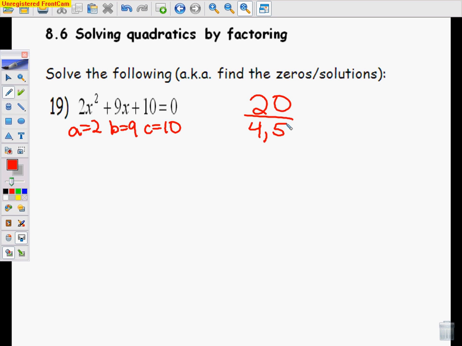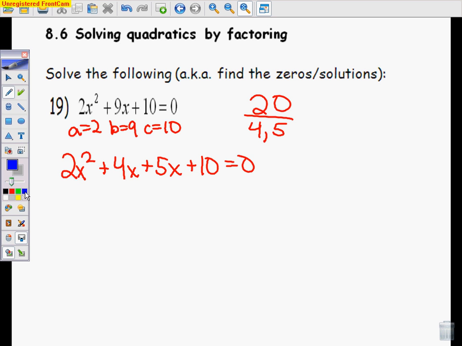All right. So now we take the factors 4 and 5 and we break apart that 9x. So we're going to rewrite this 2x squared. Instead of 9x, we're going to put positive 4x plus positive 5x plus, we're going to bring down that c of 10 equals 0. After you have these four terms, factor by grouping.